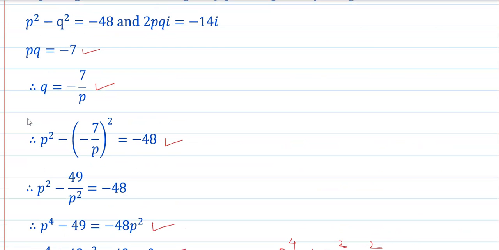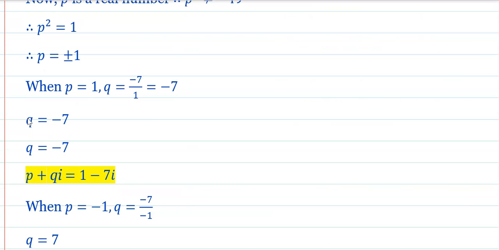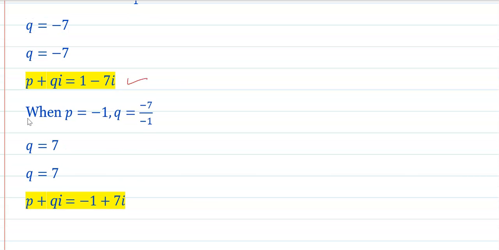Now what about q? Q is minus 7 upon p. When p is 1, q is equals to minus 7 upon p, and p was 1, therefore q is minus 7. Therefore, p plus qi is 1 minus 7i. This is the first. Again, p is equals to minus 1, q is equals to minus 7 upon p. The value of p here is minus 1. Minus 7 upon minus 1 is a plus, so q is equals to 7, and therefore the other root is minus 1 plus 7i.